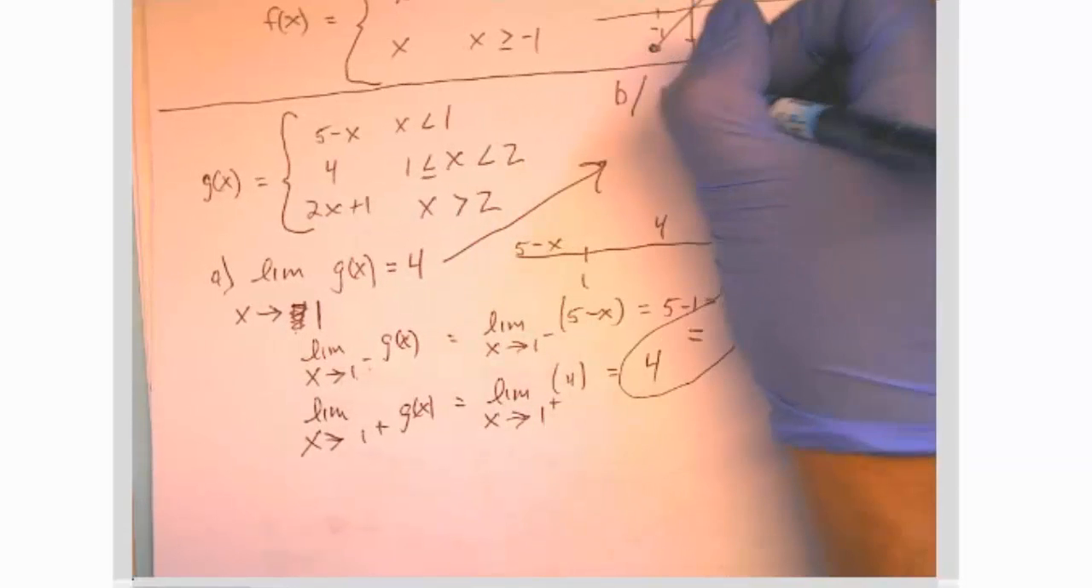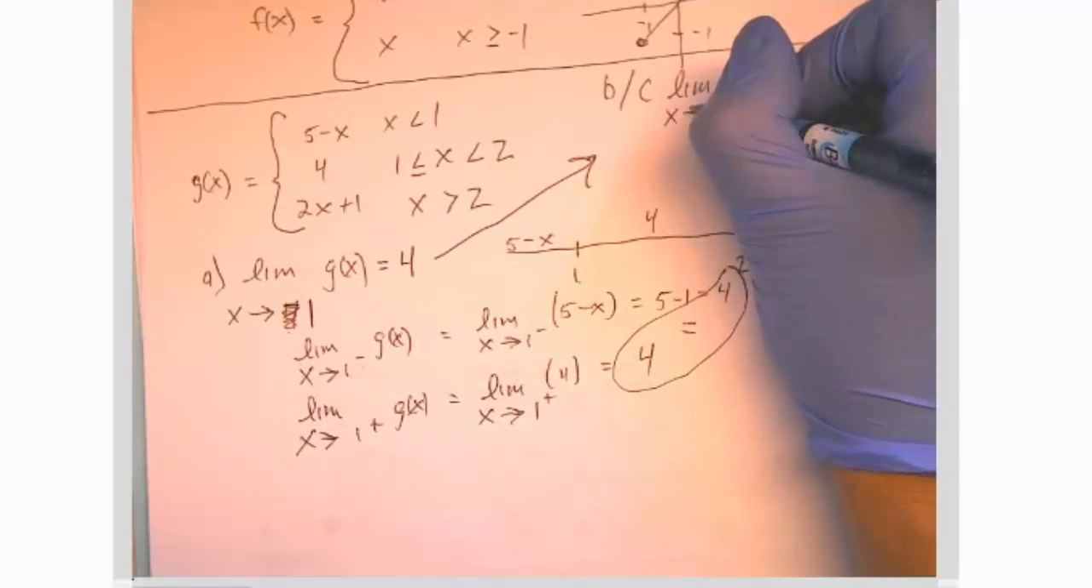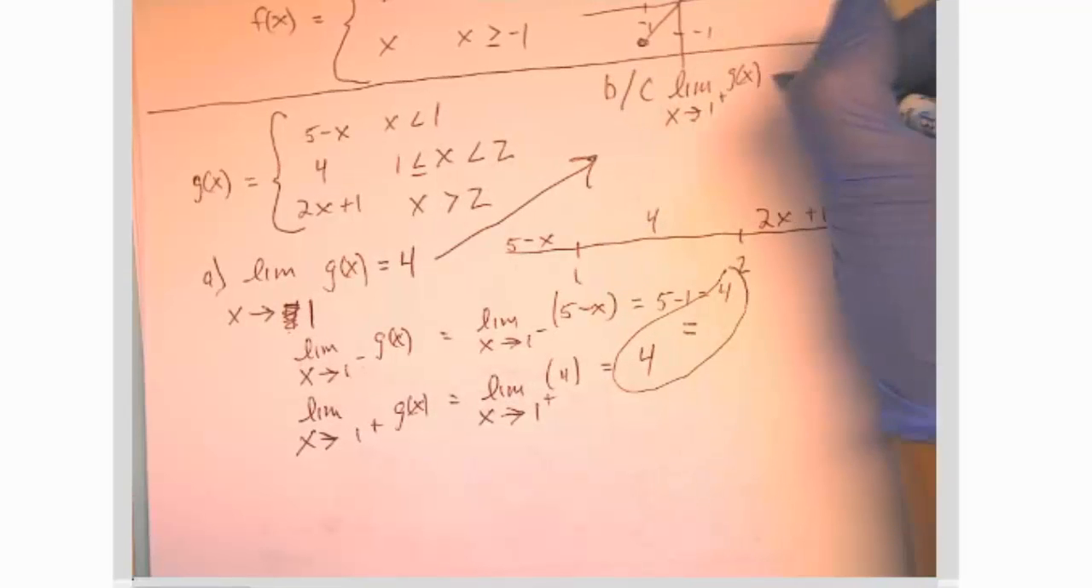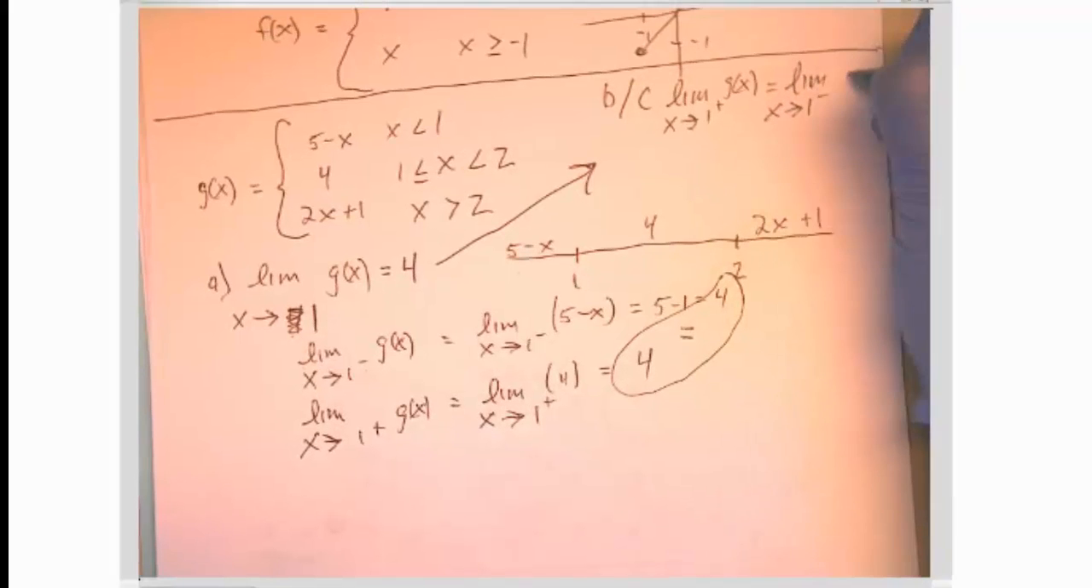Now we have to write a reason why this is true. And we write because the left-hand limit of g of x is equal to the right-hand limit of g of x. And the order in which you write that doesn't matter.